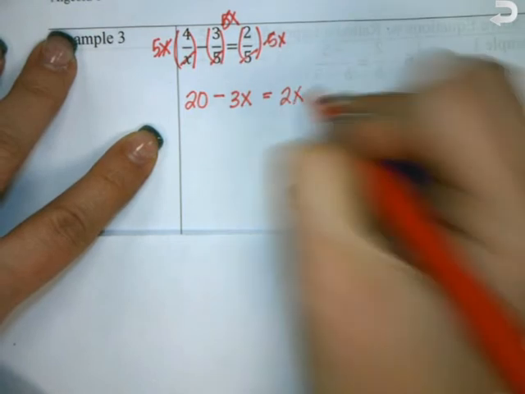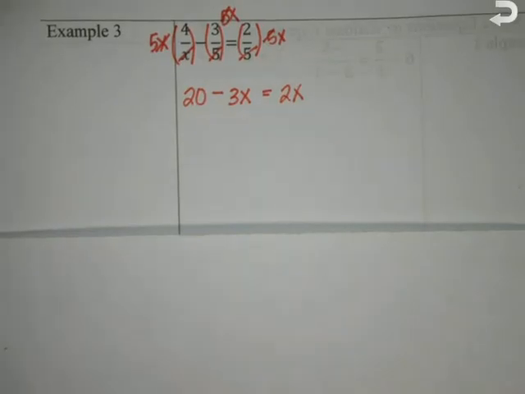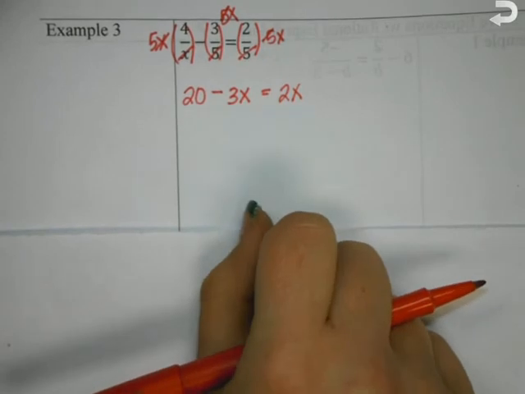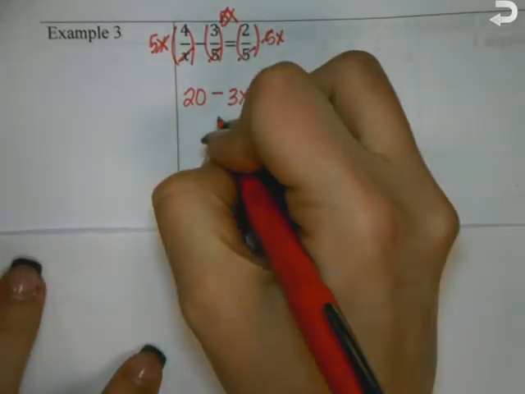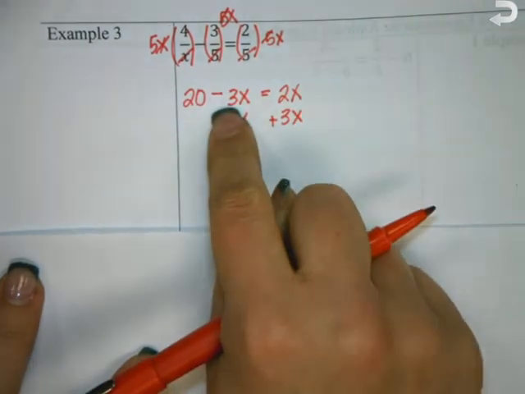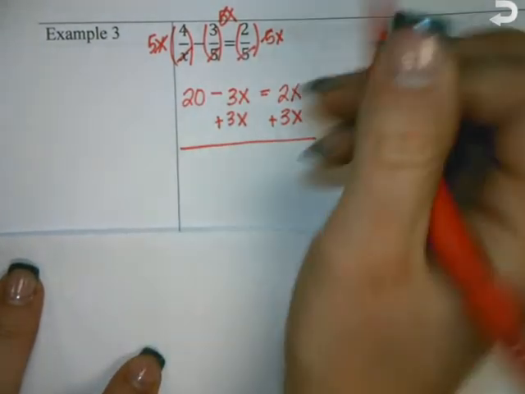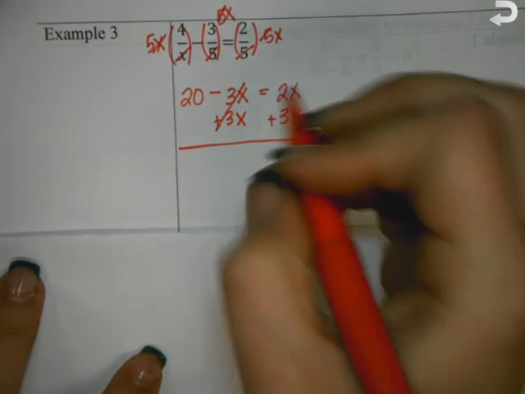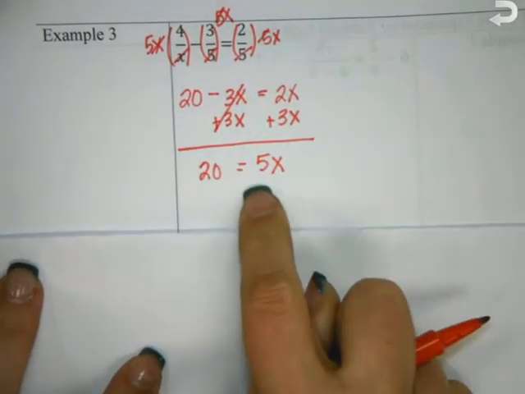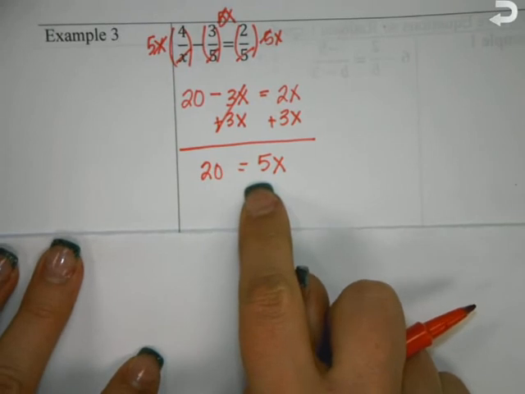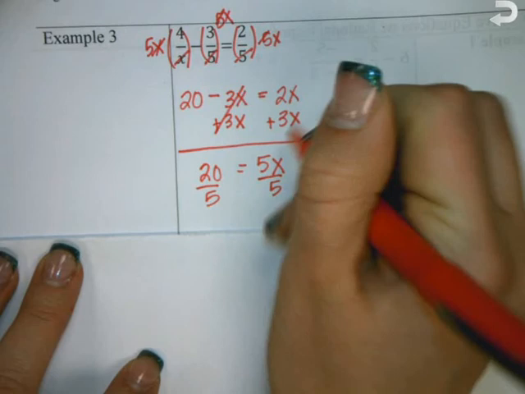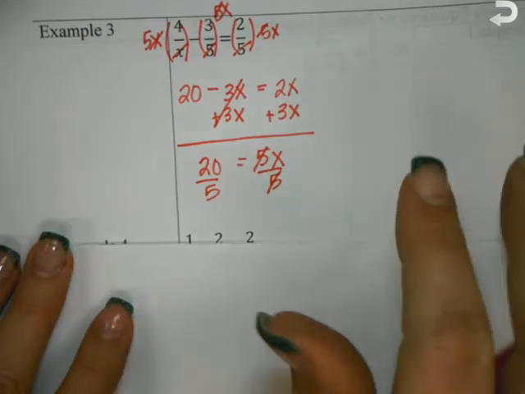Okay, now taking a lesson from example 1, what should I do first? Add 3x to both sides. Because right now it's minus. So those cancel. So I get 20 equals 5x. Is x by itself? No. I have to divide by 5. So 4 equals x, or you could write it x equals 4. It is the same.